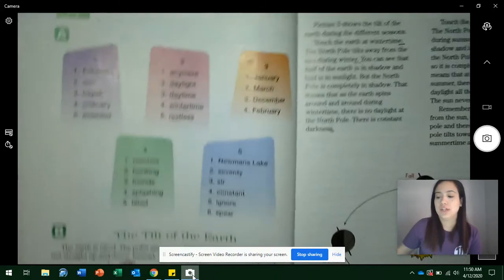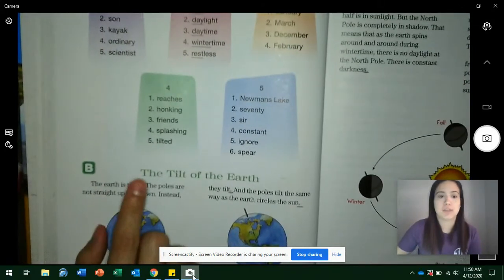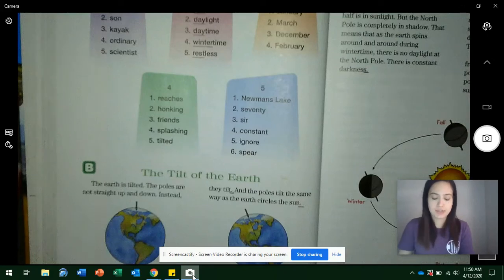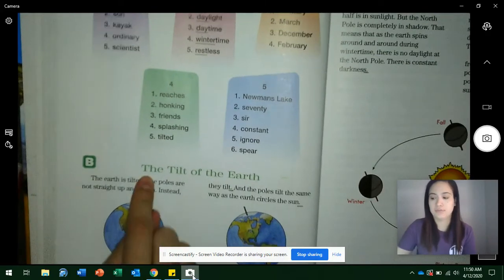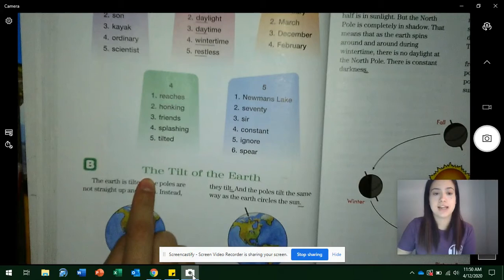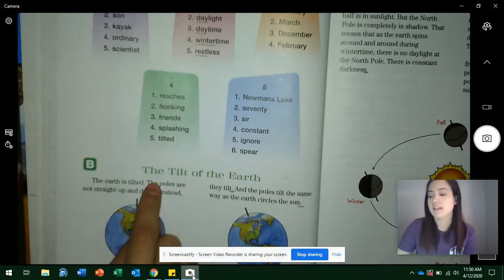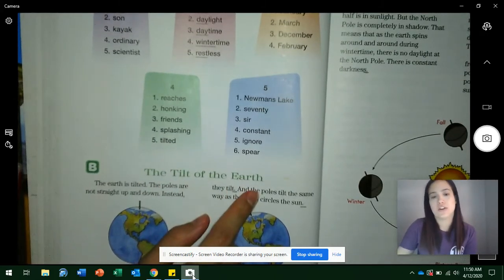So now let's go ahead and go to section B of your textbook. It says you're going to read the next story about Henry and Tim, but first we're going to read the information passage. It gives some facts about the earth. Everybody touch the title. Should be touching. And now let's read it. Get ready. The tilt of the earth.